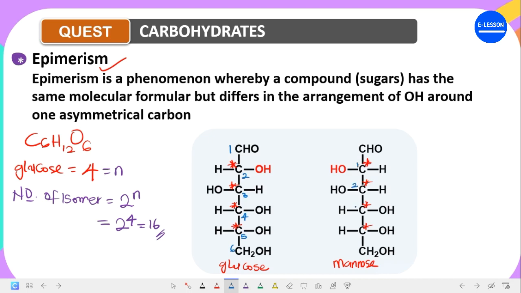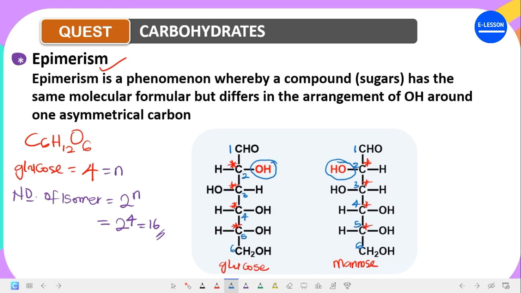The same thing is applicable here: 1, 2, 3, 4, 5, and 6. Now you discover that at carbon number 2, the OH here is at the right hand side. Are we getting it now? And at carbon number 2 here, the OH is at the left hand side. Now, what conclusion can we draw from this? We would say that glucose and mannose are what?